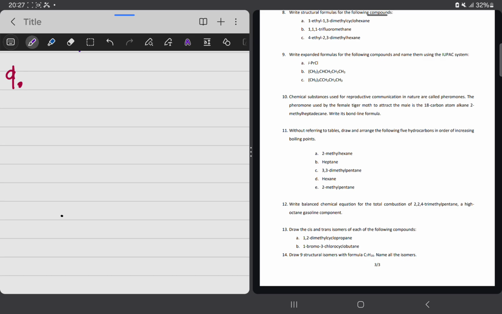But when it comes to representing things, like drawing things and representing their structures or naming them, is section 1. So what is it? They're saying for the following compounds, name them using the IUPAC system. So the first one which they've given us is IPrCl.